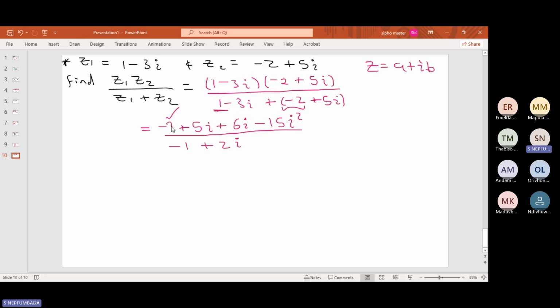Then here is what? Is -2. Is that so? Then we've got -2 plus 11i minus 15 into -1, divided by -1 plus 2i.